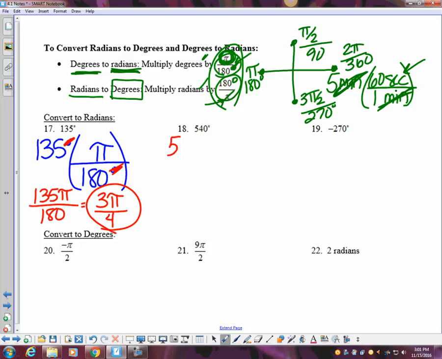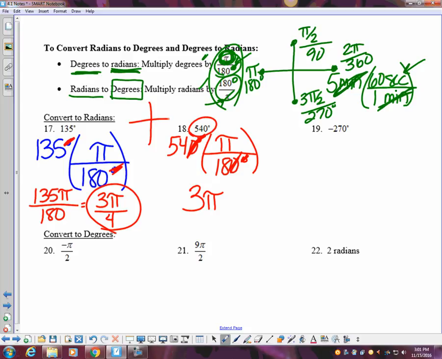540 degrees. I want to convert it to radians, so degrees go on the bottom. Our ratio is pi and 180. Degrees cancel. I know I can cross a 0 out. So 54 pi over 18, you can do 54 divided by 18 on your calculator, and you get just a nice round 3. So 3 pi. 540 degrees is 3 pi, so it would be 1, 2, 3 pi.